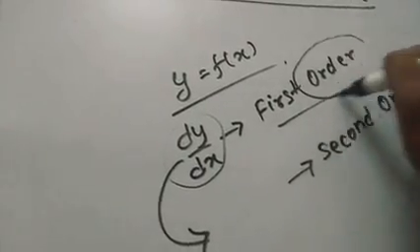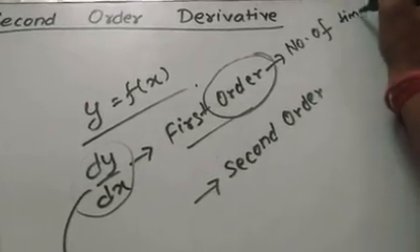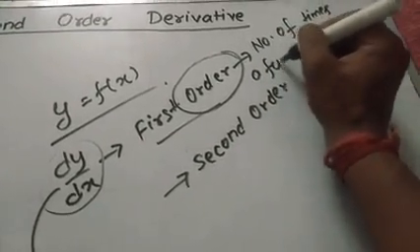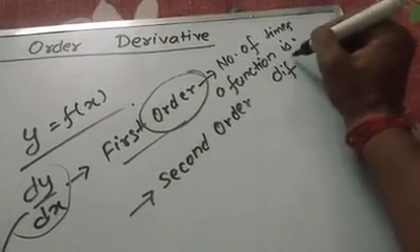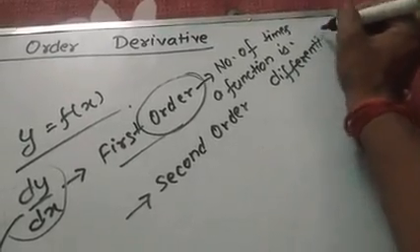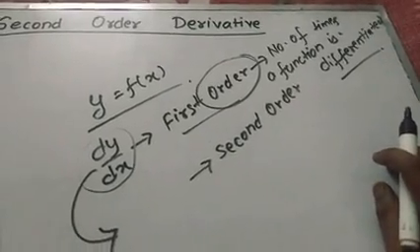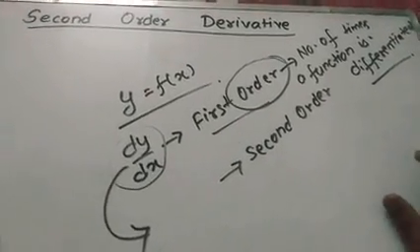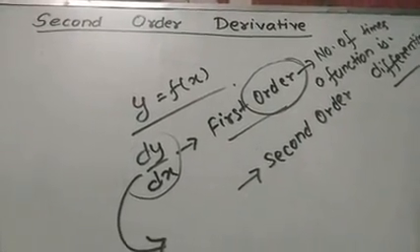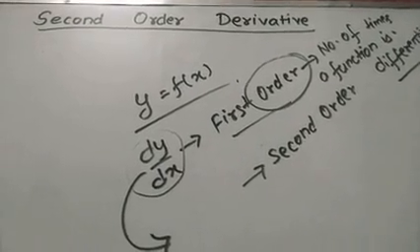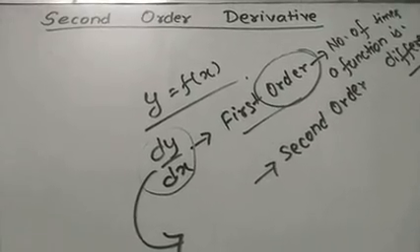Order means the number of times a function is differentiated. Okay. Order means the number of times a function is differentiated. If it's differentiated twice, it will be called second order. That means we are differentiating y two times. That's why second order. If it is differentiated three times, then it will be called third order derivative.